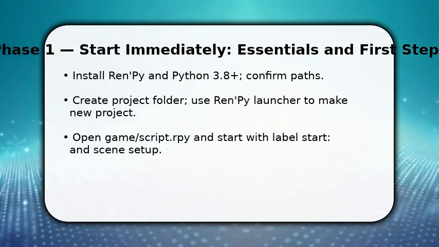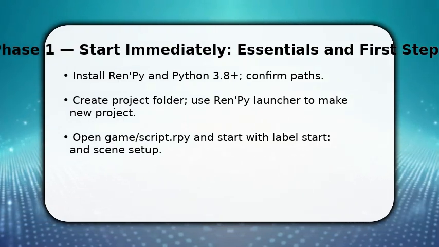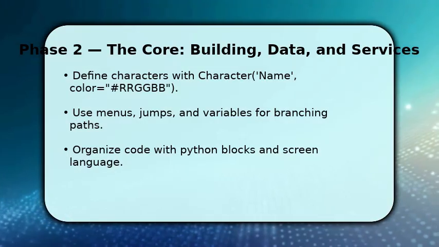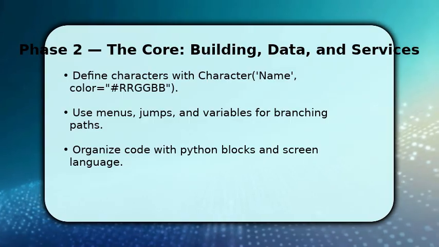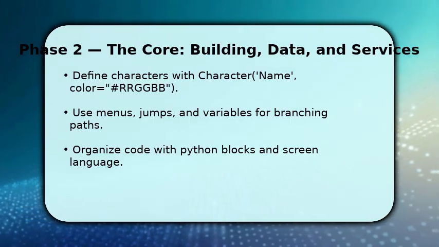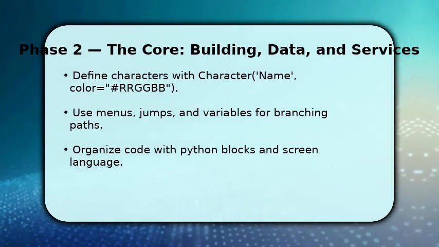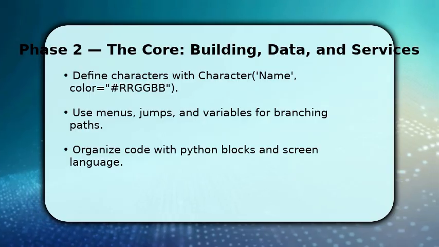Once your start label runs, define characters at the top. Character objects control names and styles. You use hex colors for text. Then implement control flow. Menus create choices, jumps move between labels, and persistent variables track state across scenes.